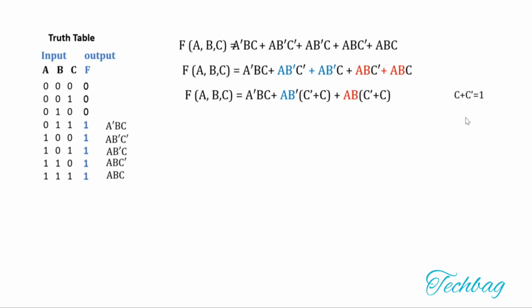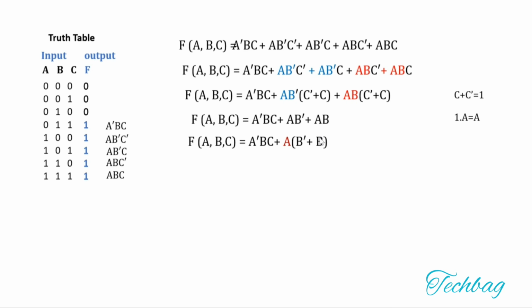And in Boolean algebra, 1 dot A, this dot represents logical multiplication, that is AND operation. You get A. So here 1 dot AB dash, you get AB dash. Here 1 dot AB, you get AB. So this expression becomes A dash BC plus AB dash plus AB. So next here A is common. If you take this A as a common term, then you get B dash plus B. Next this B plus B dash is also 1. So 1 dot A is equal to A. Now you get A dash BC plus A.